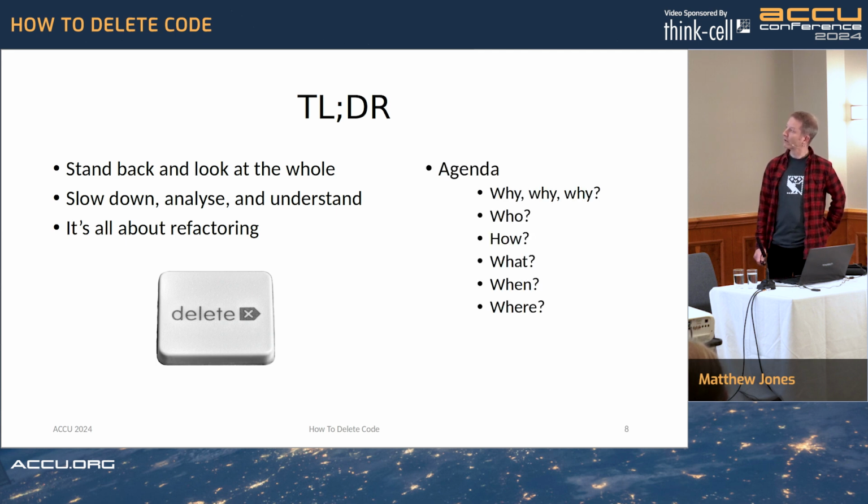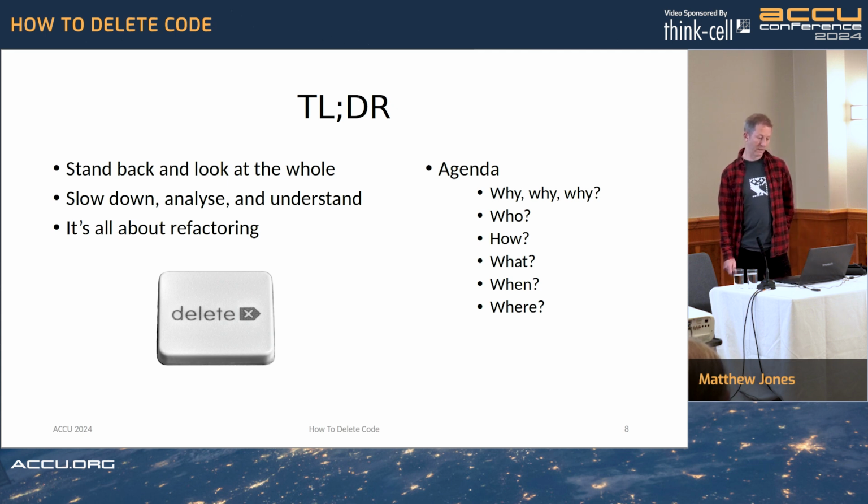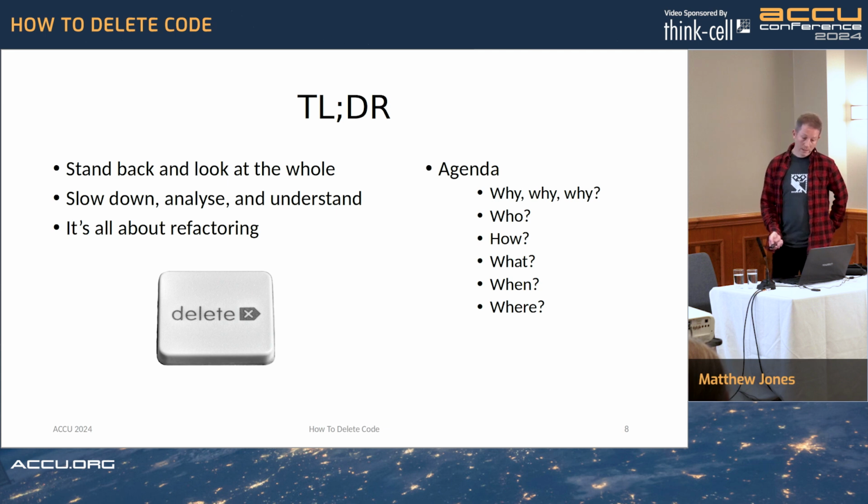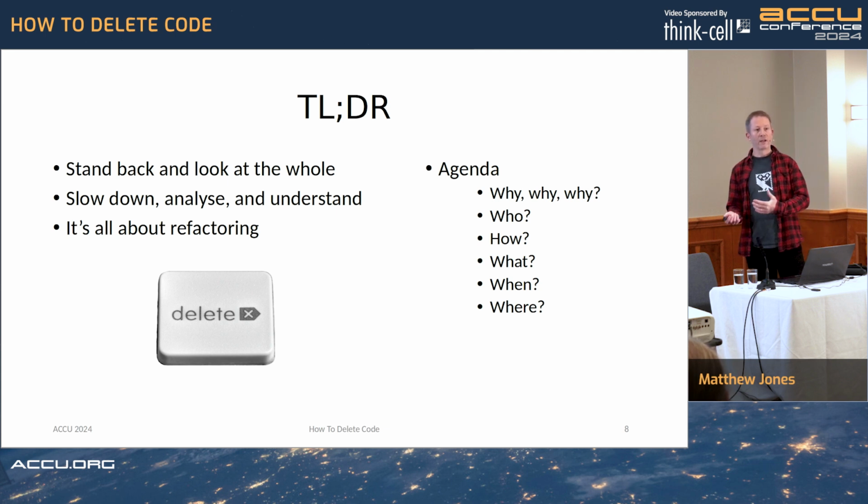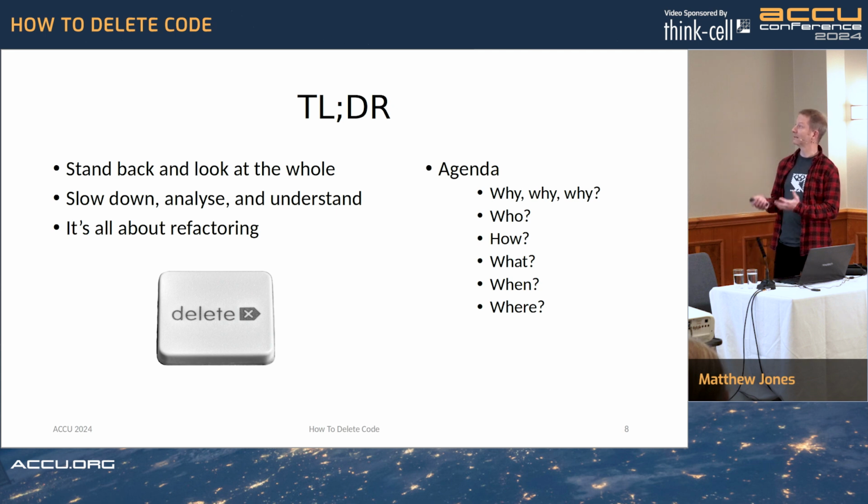The agenda is that I've broken it up into questions, so I'll be going through it in that order. To start with, the whys are trying to understand why we get dead code. If we can understand why we get it, we can maybe prevent it appearing in the first place. But then given that we've got it, what can we do about it?